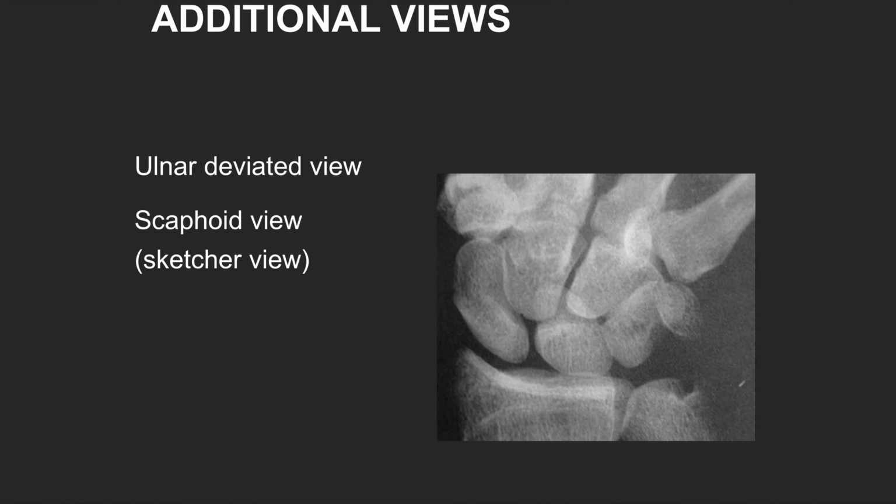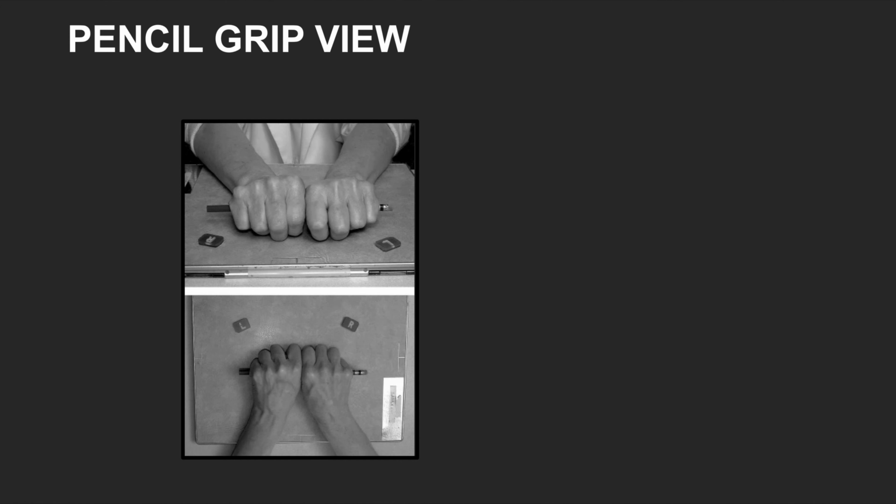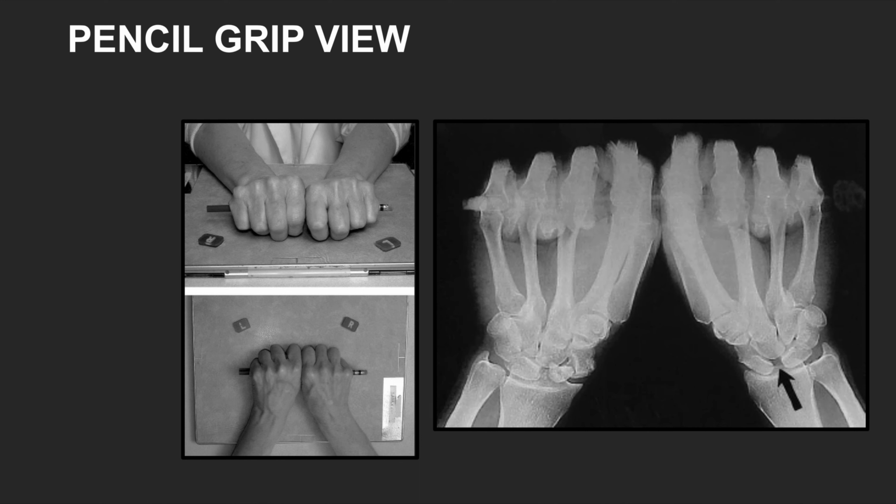You can get additional views. This is a very useful X-ray taken in ulnar deviation, also known as a scaphoid view, because it makes the scaphoid go into extension, and you can see the scaphoid sitting tall. This can reveal any carpal instability, such as a scapholunate ligament tear. Another very useful view is the pencil grip view. What this does is slightly force the forearm into a little bit of pronation so that the X-ray beam goes directly through the scapholunate interval.